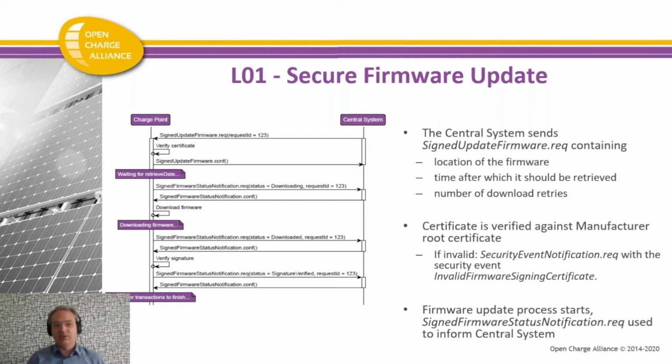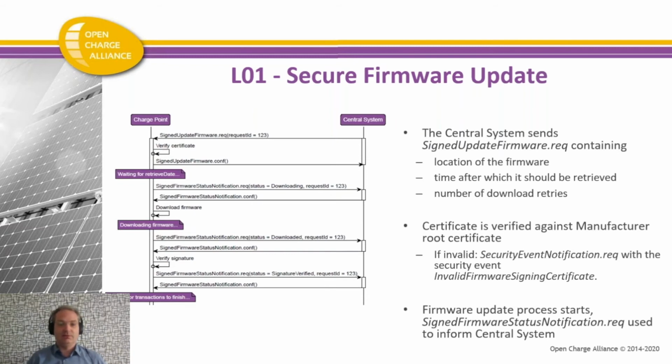The first thing when the charge point receives this signed update firmware request is that it has to verify the certificate with its root certificate. If it's valid, it has to accept the message and send a signed update firmware conf message back to the central system. Of course, if it's not valid, then it has to reject the message, and it also has to send a security event notification with the security event invalid firmware signing certificate. That's the signing certificate of the firmware, which is used to verify the entire firmware, so that can be used after the firmware has been downloaded.